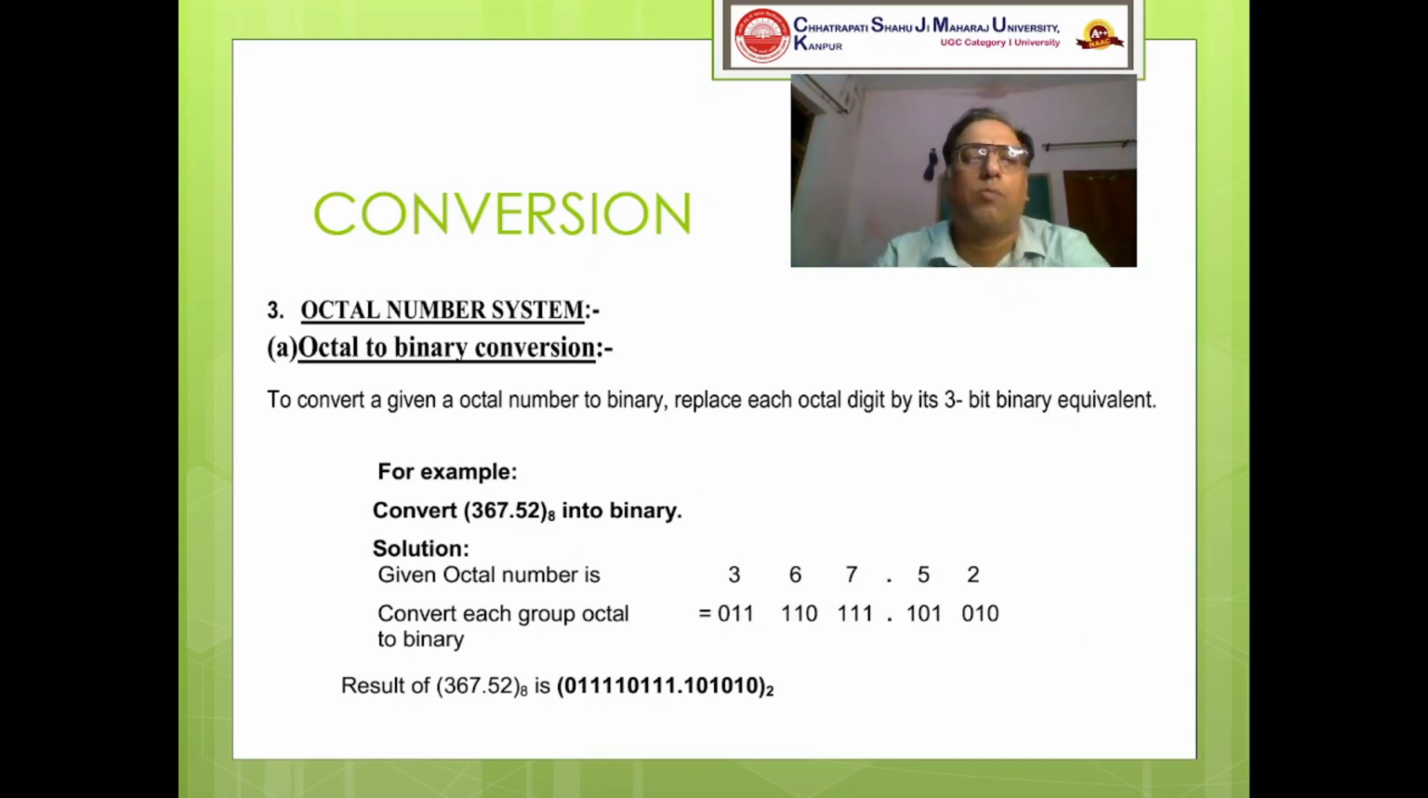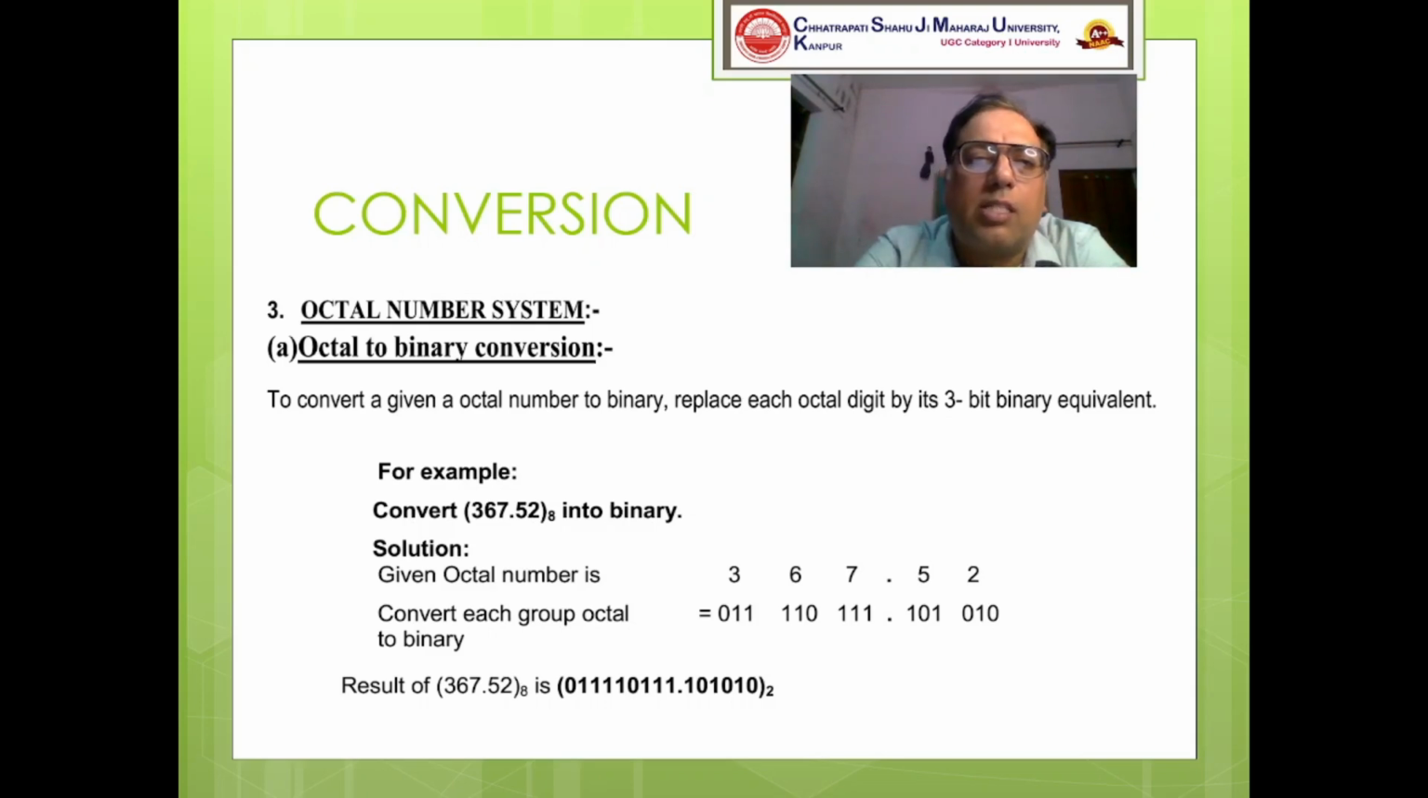Now, let us move toward the octal number system. We will be doing the octal to binary conversion, octal to decimal conversion, and octal to hexadecimal conversion. To convert an octal number to a binary number, it's very simple. Just replace each octal digit by its 3-bit binary equivalent.